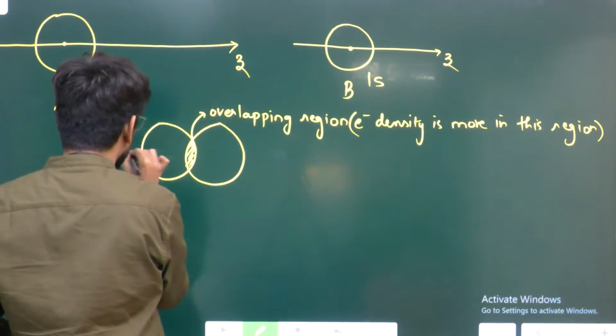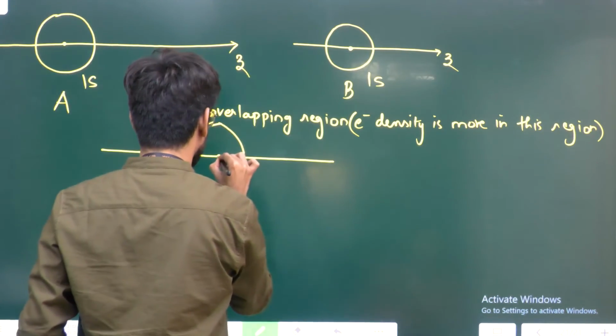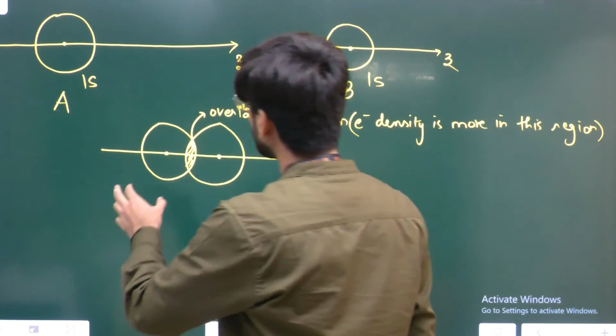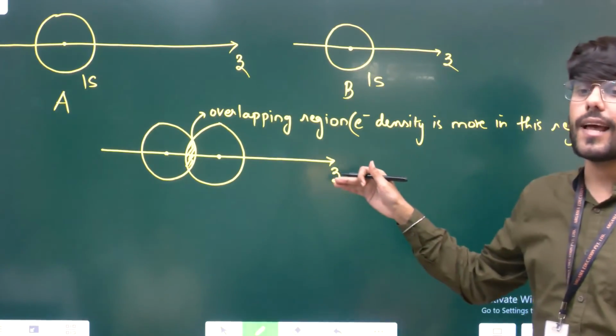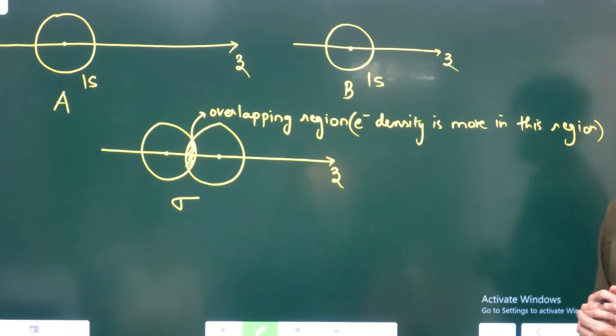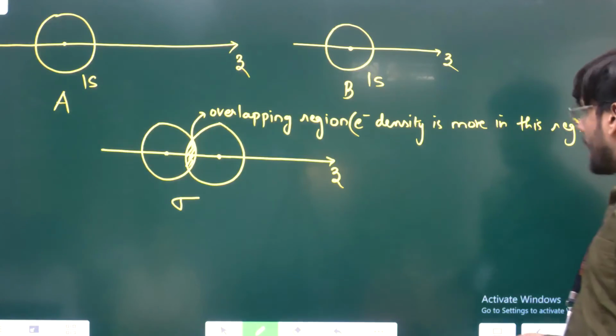And this is my internuclear axis. This is the nucleus. Z-axis. Now, since this overlapping is along the internuclear axis, I am calling this particular bond a sigma bond. I am considering one unit.